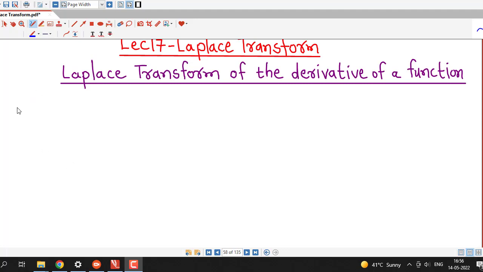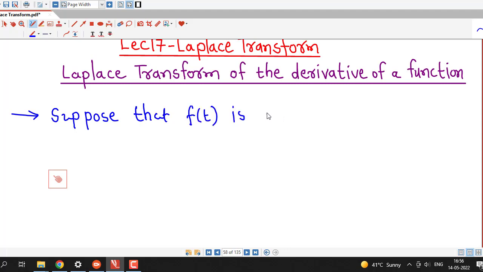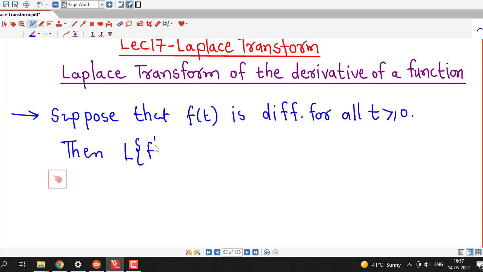So for that we assume that the function is differentiable. Suppose that our function, say f of t, is differentiable for all t greater than or equal to 0, and we assume that Laplace transform of f of t and its derivative exist. Then there is one result which gives us the formula for Laplace transform of f dash t.